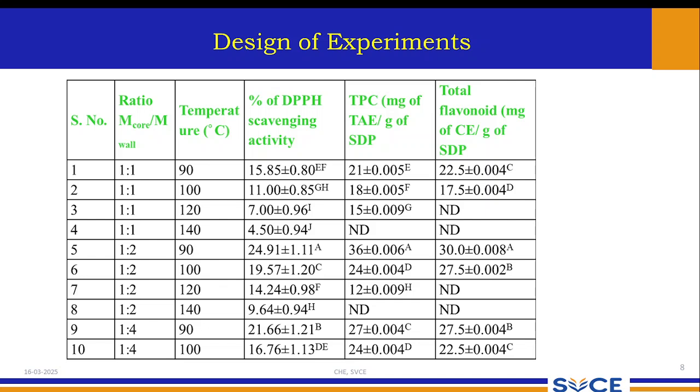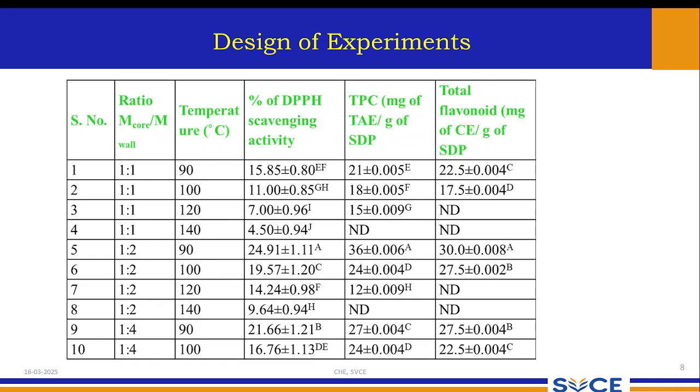Because the DPPH value is more effective in terms of antioxidant activity. Even though the TPC and TFC also contribute to the antioxidant activity, DPPH will give you a better correlation to the antioxidant activity. So we give more weightage to the DPPH when compared to TPC and TF, total flavonoid.